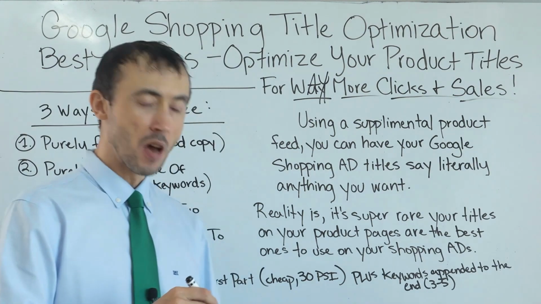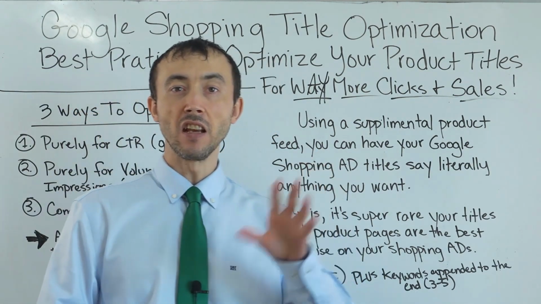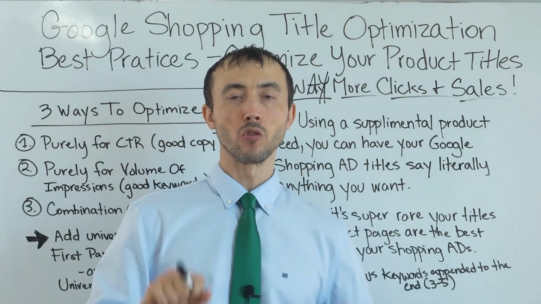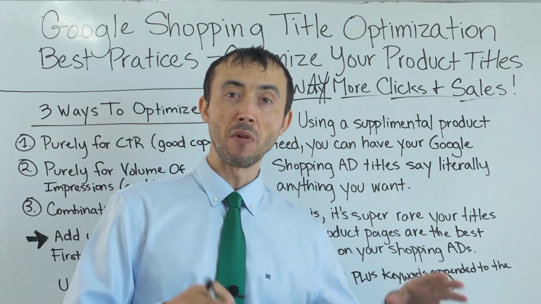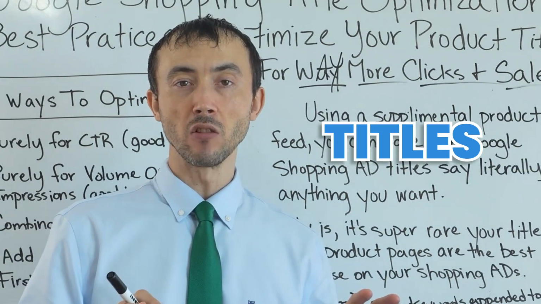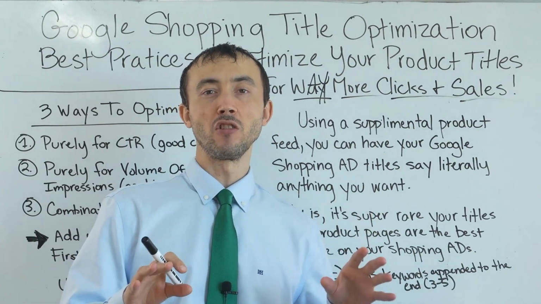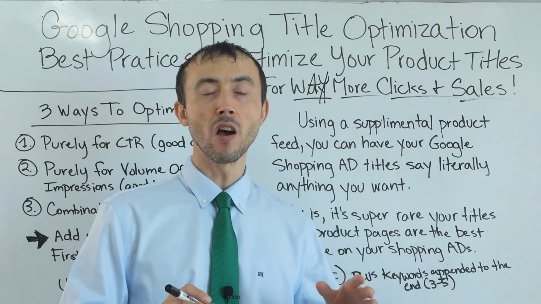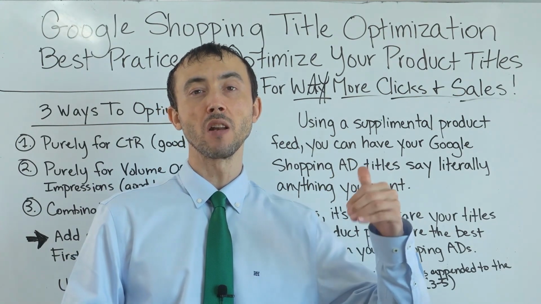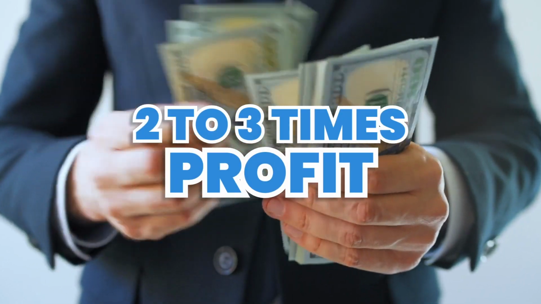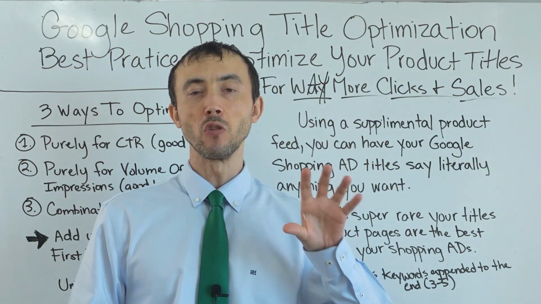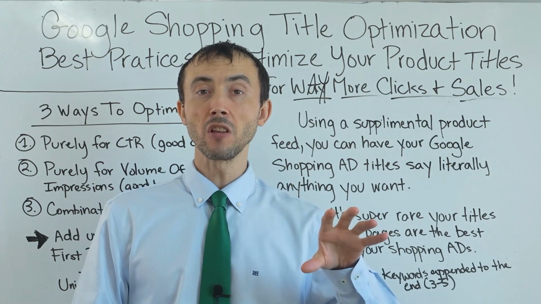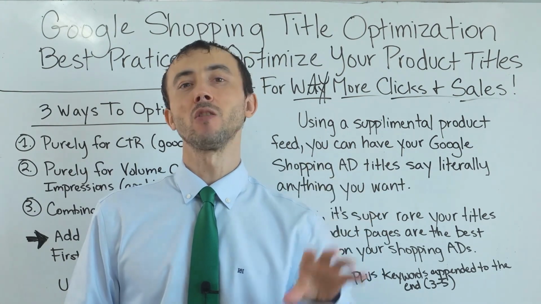The number two thing, at least for what you could typically control on your shopping campaigns, that's going to get your results is the titles, which is why you want to optimize your titles. Optimizing your titles gives you such a drastic increase in your results. We're talking about two to three times as much profit from your shopping ads than if you don't optimize them, specifically because your competition isn't going to think to optimize them.